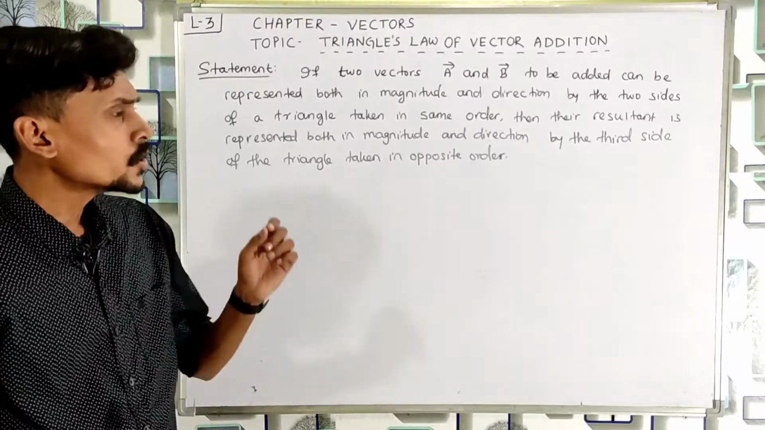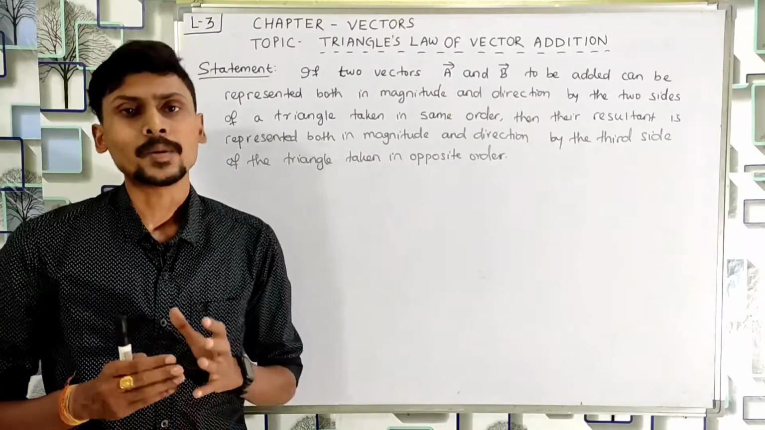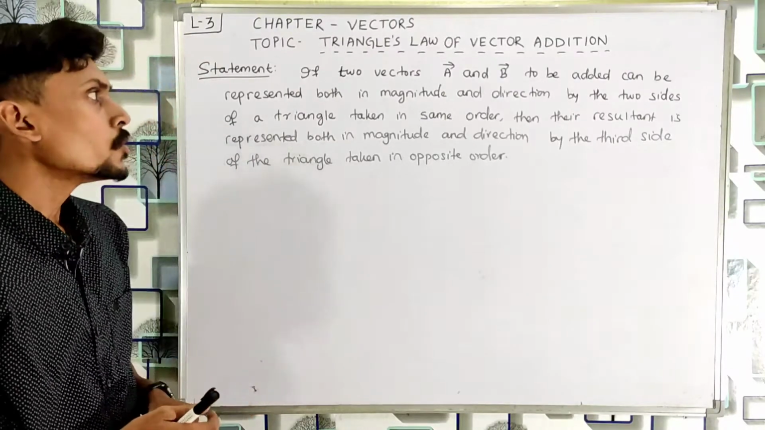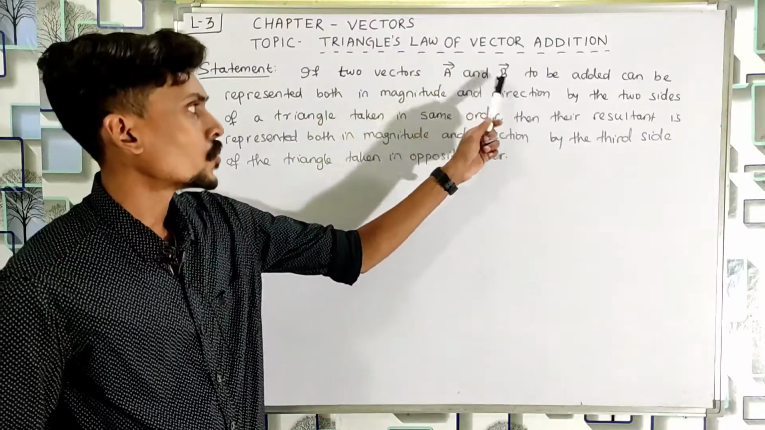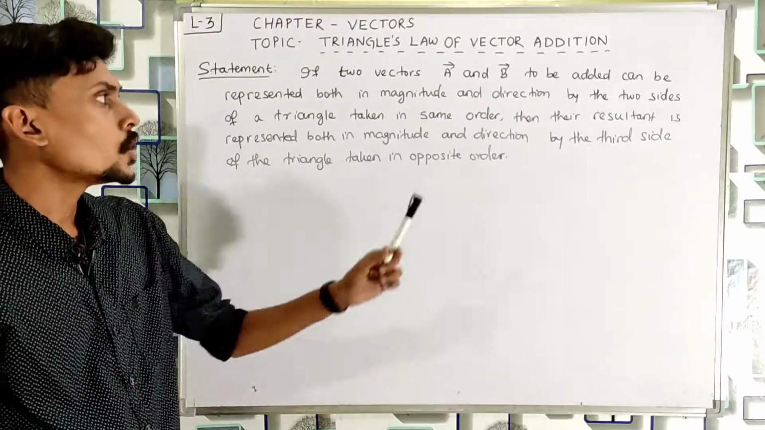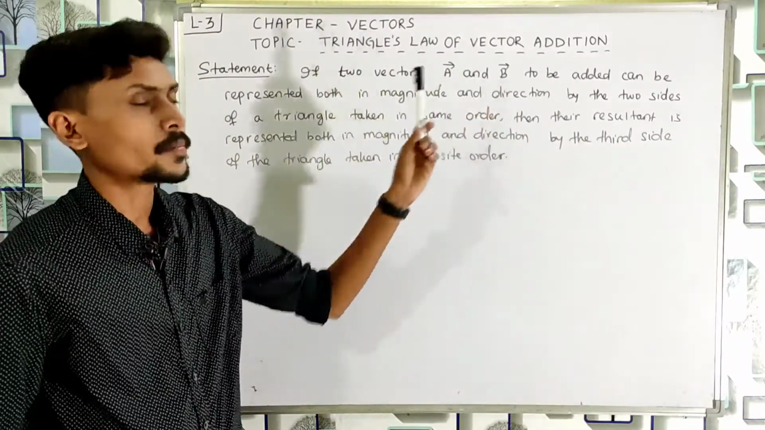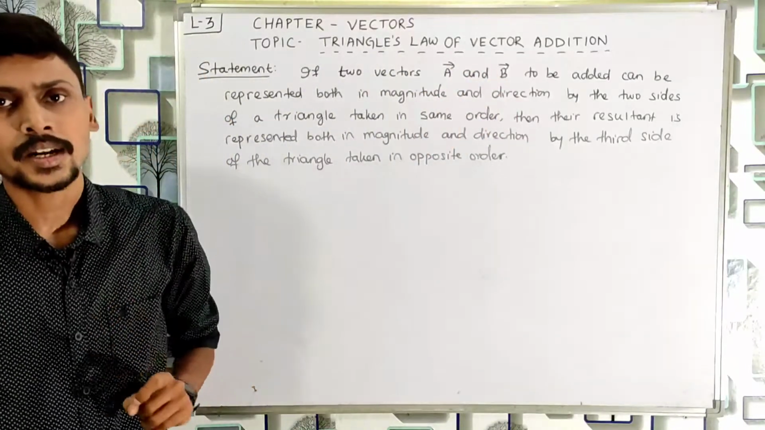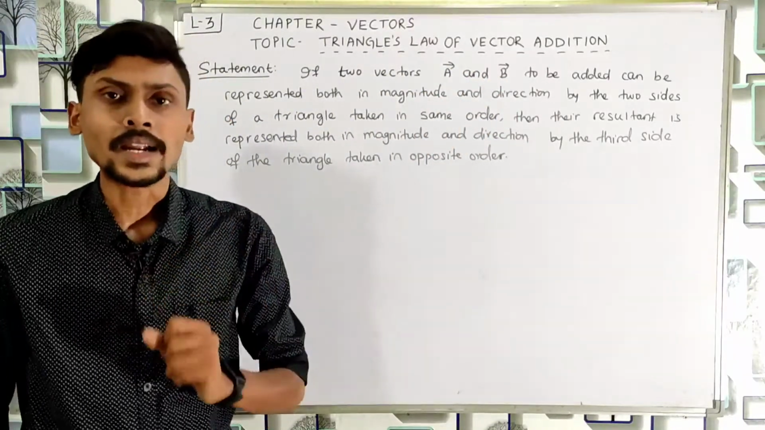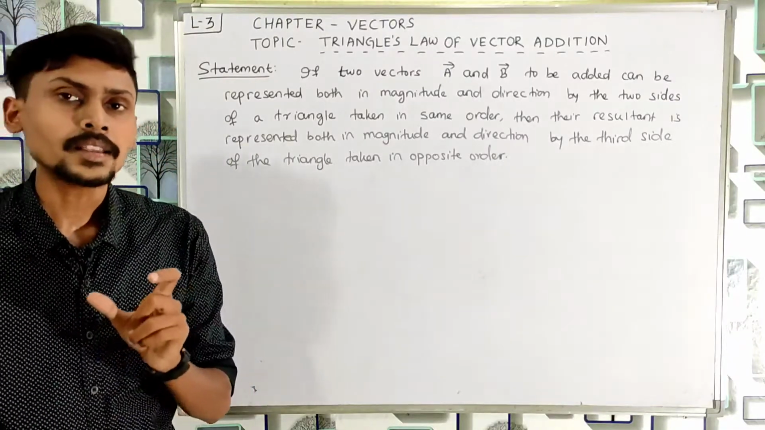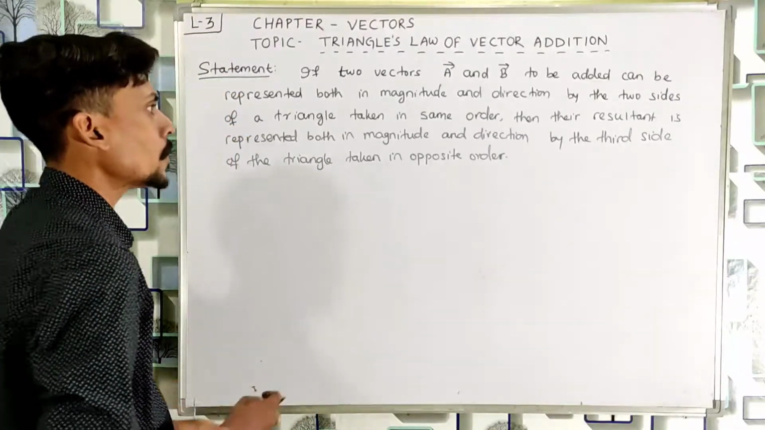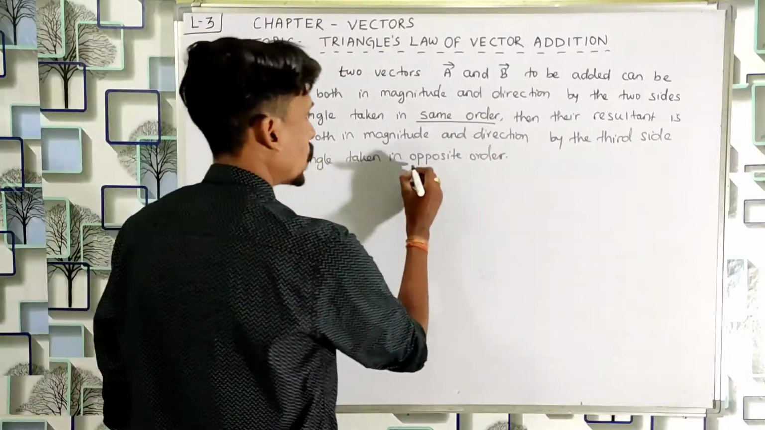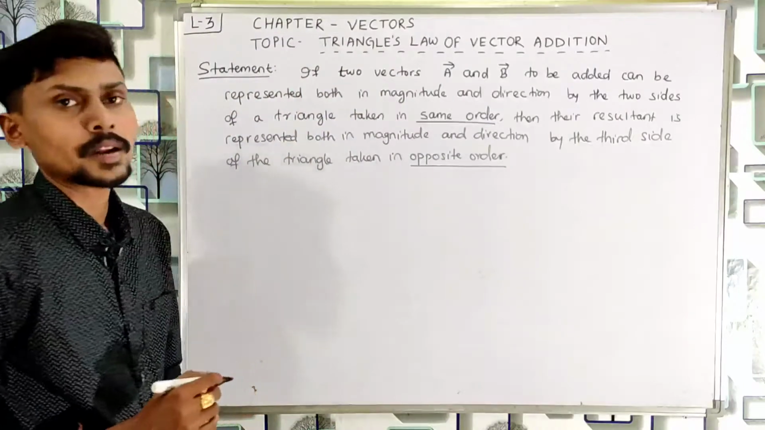Then we know that a vector quantity can be represented by a straight line with an arrowhead. So we will represent the two vectors which are to be added. We want to add vectors A and B. These two vectors should be represented as the two sides of a triangle taken in the same order. So what is the meaning of same order and what is the meaning of opposite order? Let us discuss that.